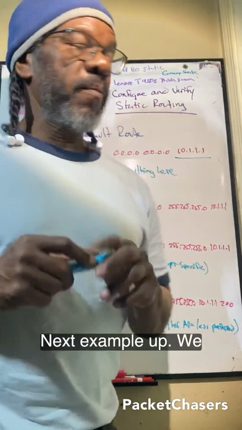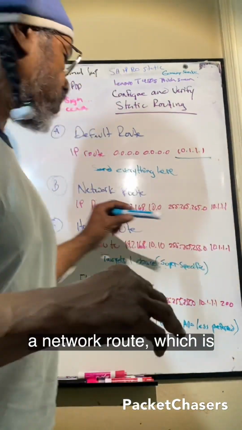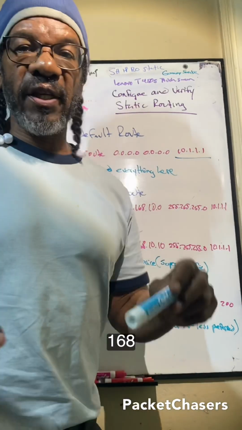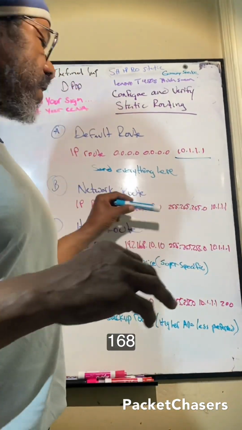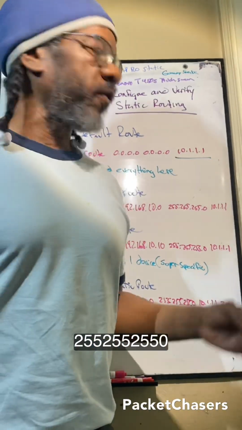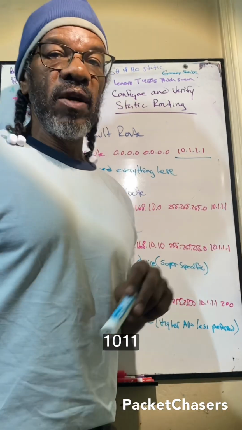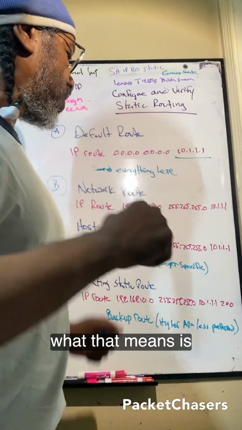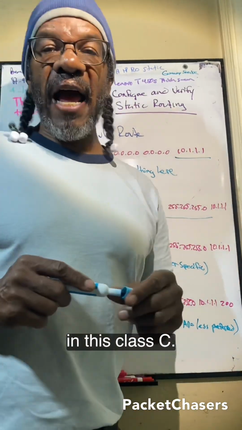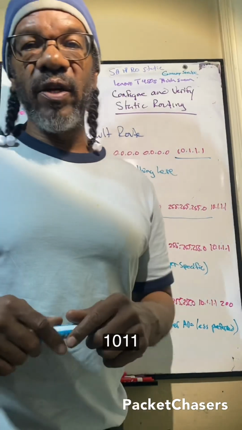Next example up, we have the command to configure a network route, which is ip route 192.168.10.0 255.255.255.0 to 10.1.1.1. What that means is send everything in this class C subnet to there, 10.1.1.1.